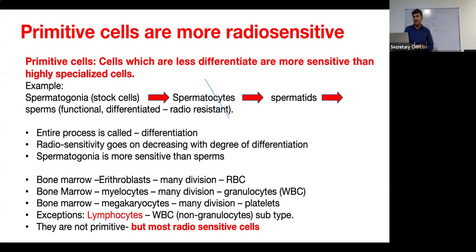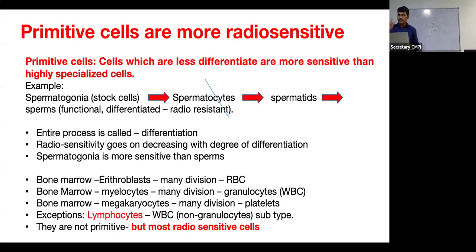Now, the law of Bergonie says that if the cells are primitive, they are more sensitive than a differentiated, functional cell. To understand that, if you take spermatogonia and the sperm, spermatogonia is more sensitive than sperms. Similarly, take bone marrow cells. Bone marrow has the stem cells. Once they divide, erythroblasts come, then after many divisions RBC forms; then myelocytes, many divisions, granulocytes; again megakaryocytes, many divisions, platelets. If you take bone marrow and RBC, bone marrow is more sensitive than RBC.